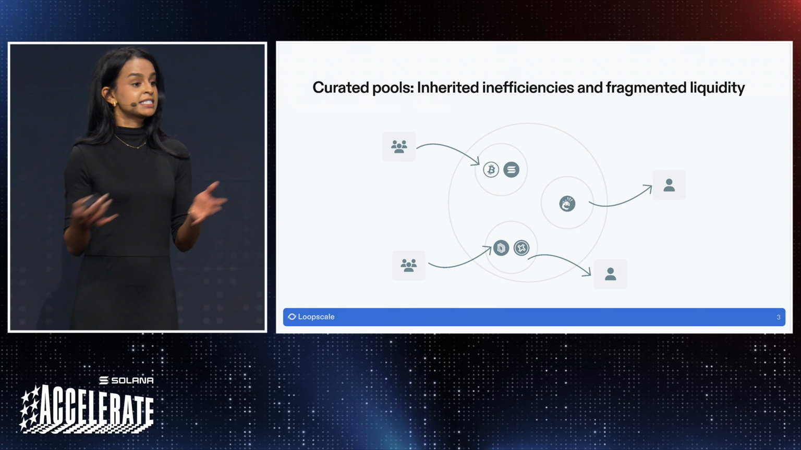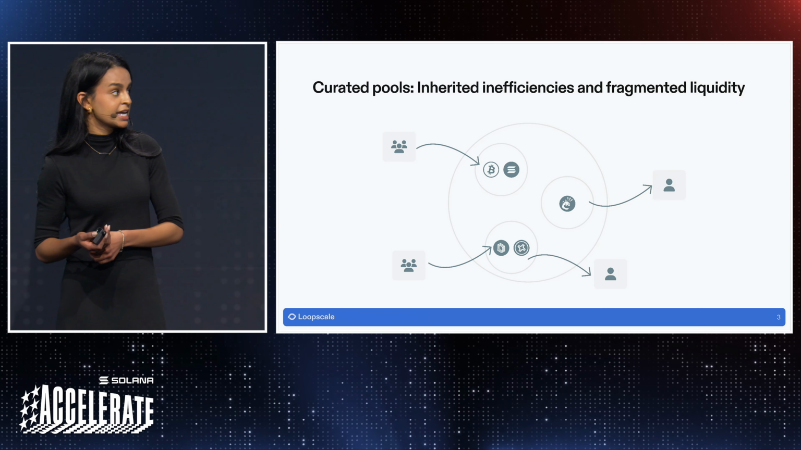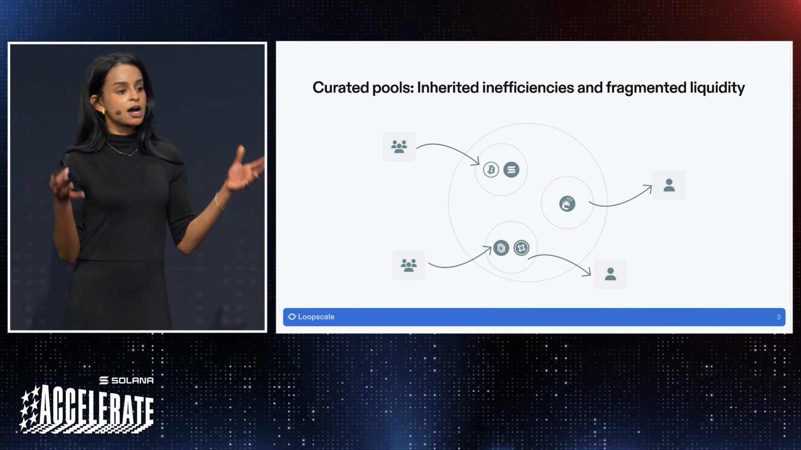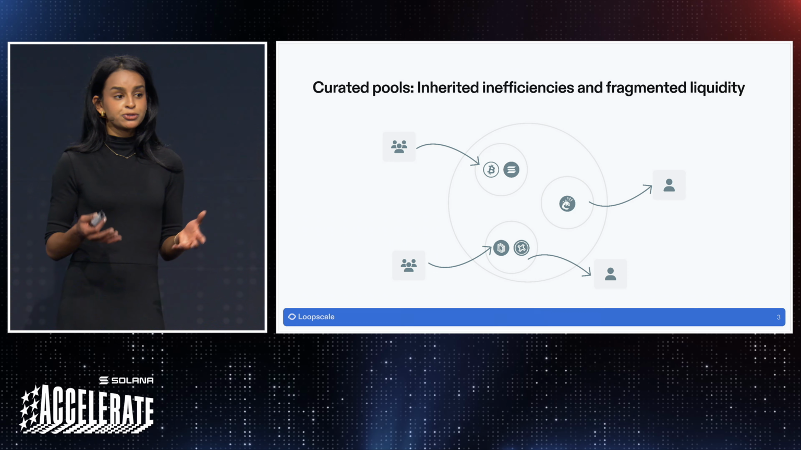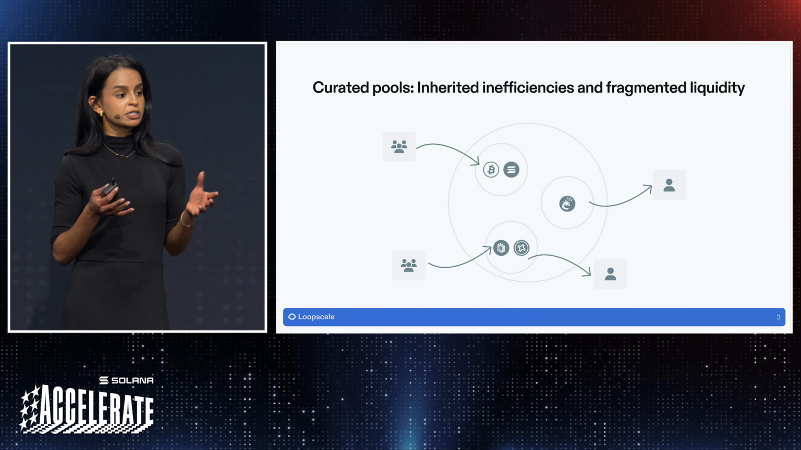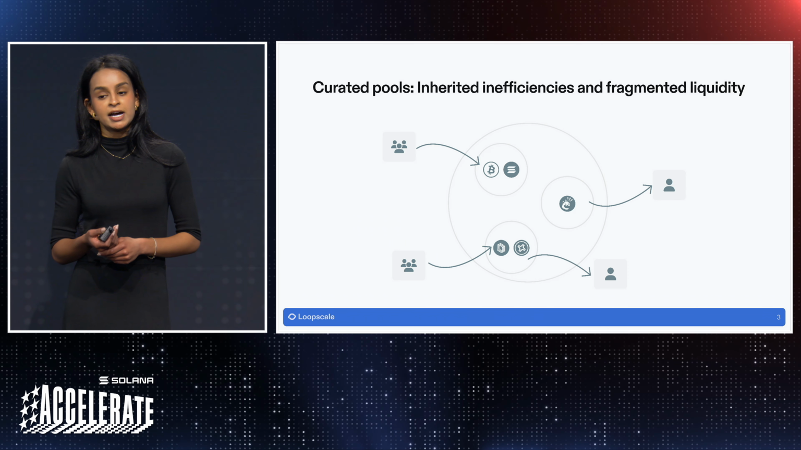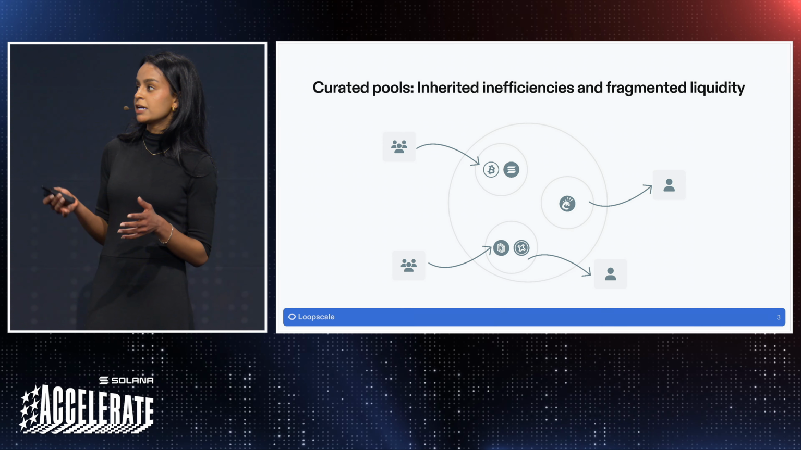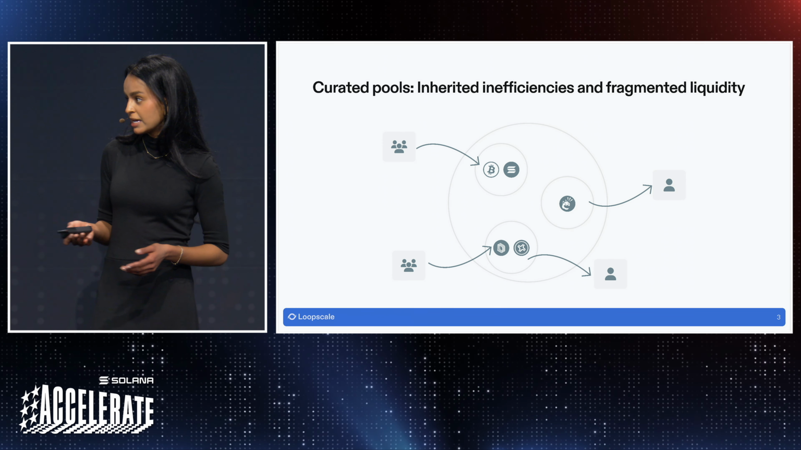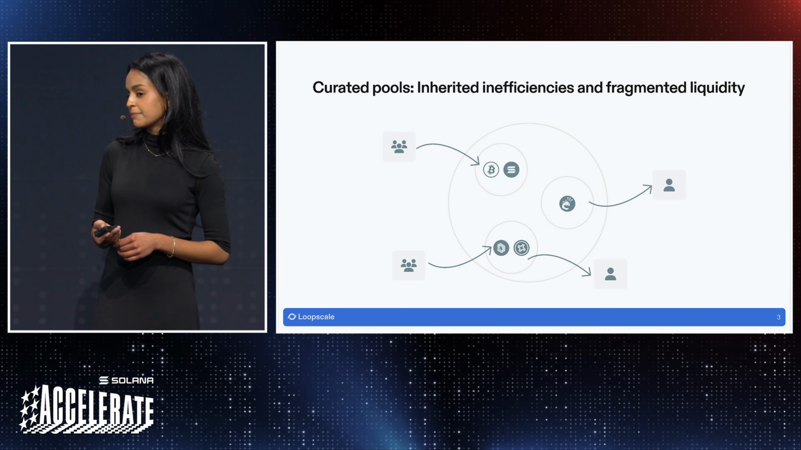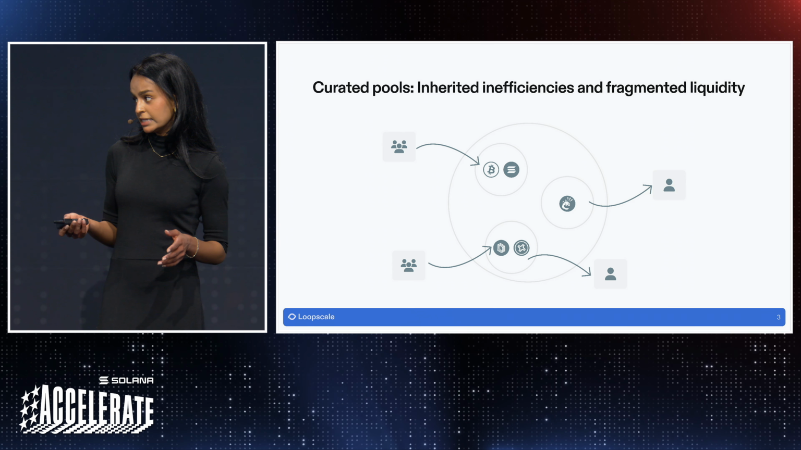The second iteration we saw with lending has been curated vaults that supply into isolated markets. They do solve some of these issues around having more specific and custom risk profiles, but you're still ultimately relying on this base primitive of a pool that is inheriting a lot of the same inefficiencies, as well as fragmenting liquidity across isolated markets.